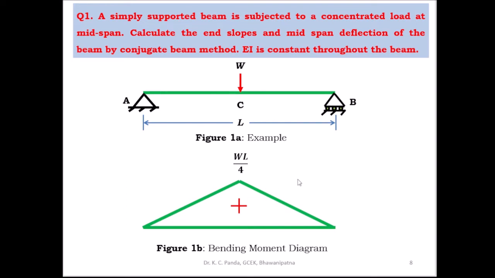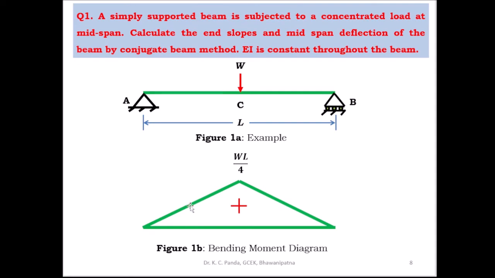Using this method, first you have to draw the bending moment diagram of this simply supported beam. Because the load is present at the midpoint of the beam, this is the bending moment diagram. The bending moment at the ends A and B is 0, and the maximum bending moment is equal to WL/4. That is obtained at the midpoint of the simply supported beam. This is the positive bending moment diagram.